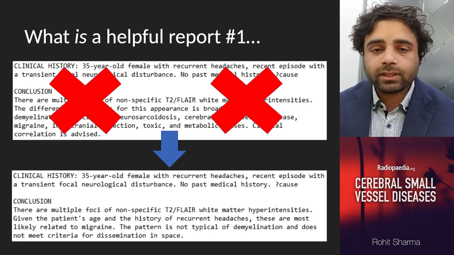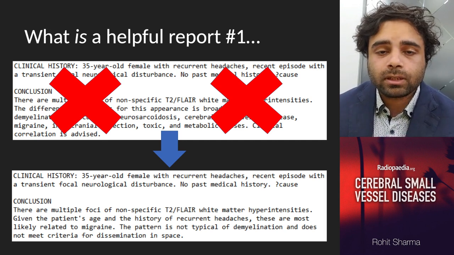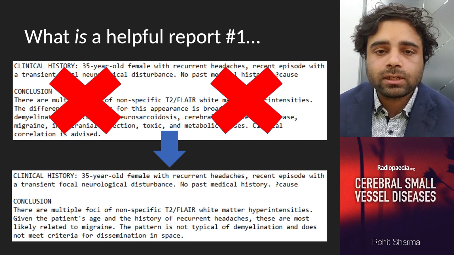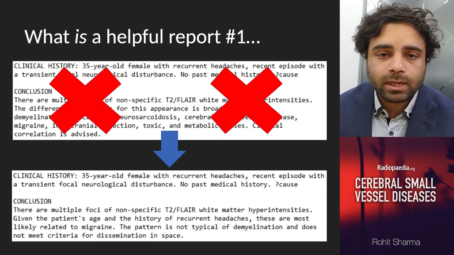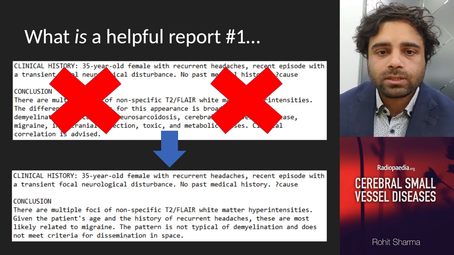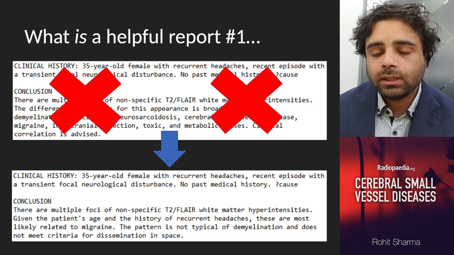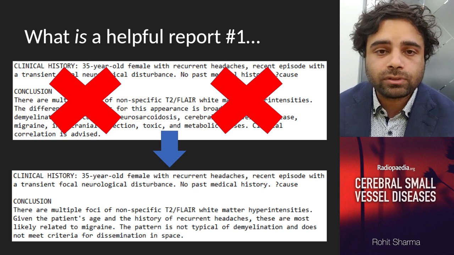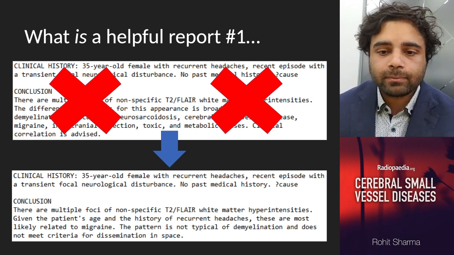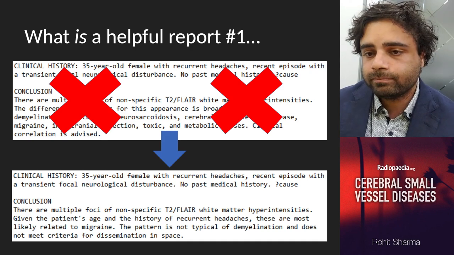And specifically addressing serious concerns that the patient or the clinician could have, we could say that the pattern is not typical of demyelination and does not meet criteria for dissemination in space. And this really clinically contextualizes the report for the individual patient in front of you, rather than listing a broad list of differentials, which is as non-specific as the differentials are each on their own.